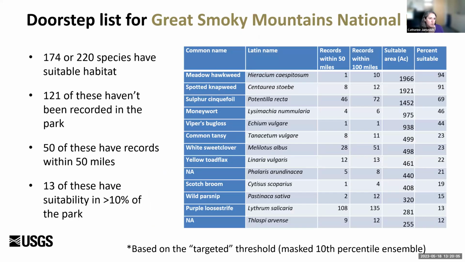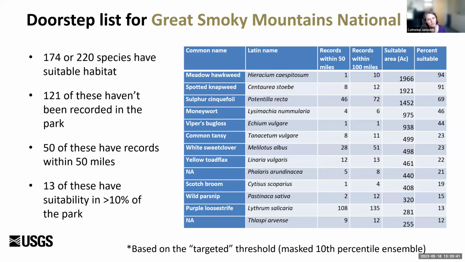Here's an example of a doorstep list for Great Smoky Mountains National Park, where there's 174 of 220 species that had some suitable habitat somewhere within Great Smoky Mountains National Park. 120 of those hadn't been recorded yet in the park, but only 50 of those have records within 50 miles and haven't been recorded in the park. So that's a much smaller list. And of those 50 species, 13 of those have suitability in greater than 10% of the park. So maybe those are the highest priority species that you might want to be on the lookout for.